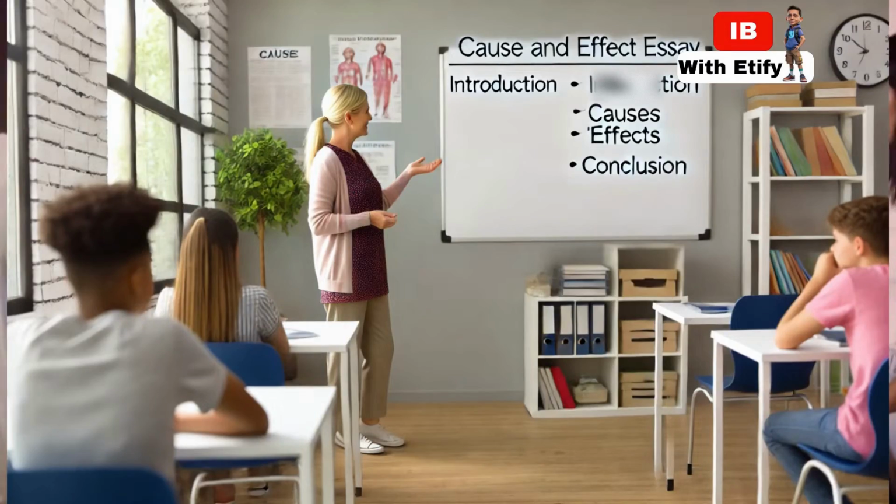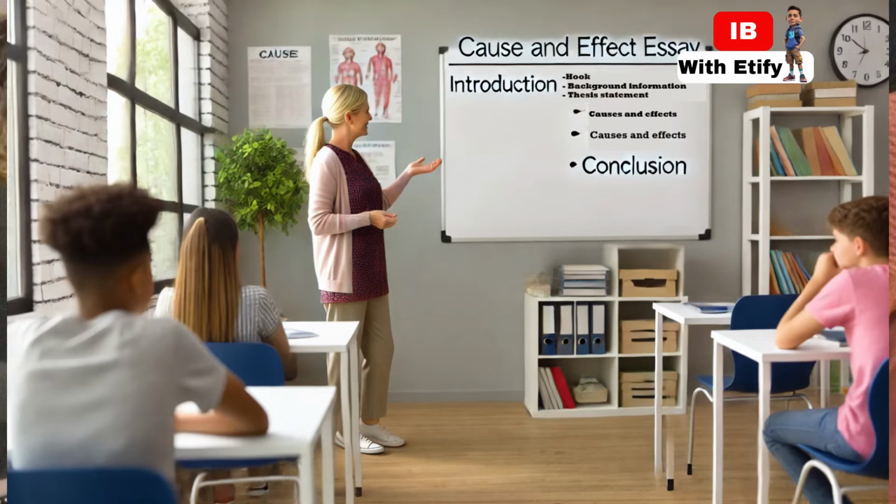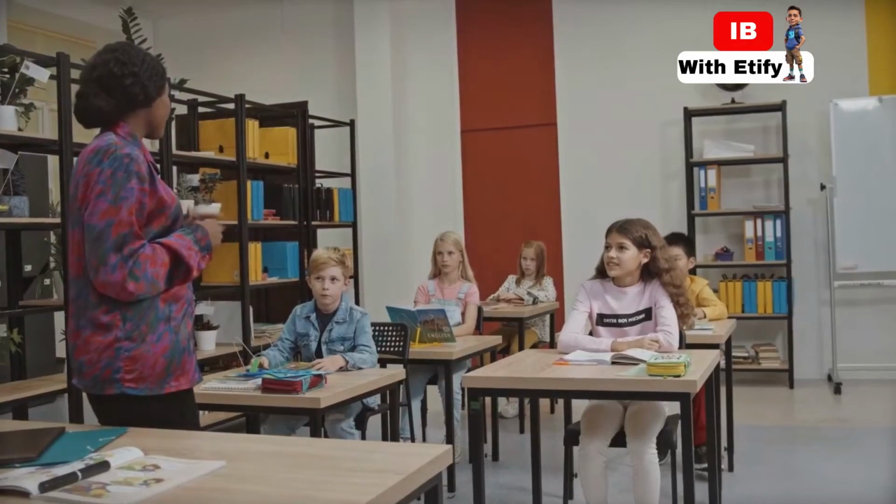Good question. You have two main structure options. In the first option, you discuss all the causes first and then the effects. In the second option, you can alternate, explaining one cause and its effect immediately after. Either approach works, but just be consistent. Got it.